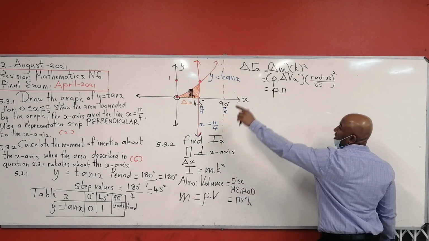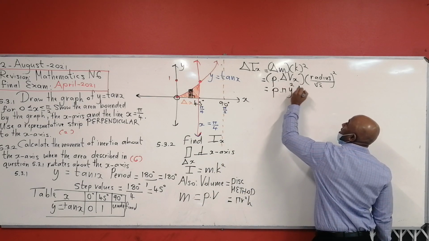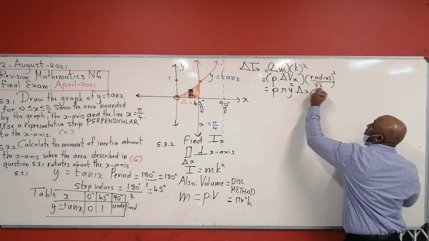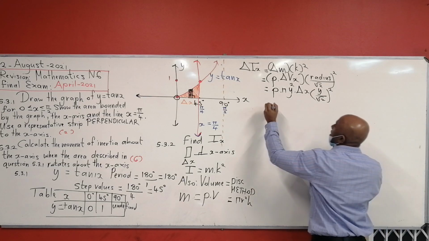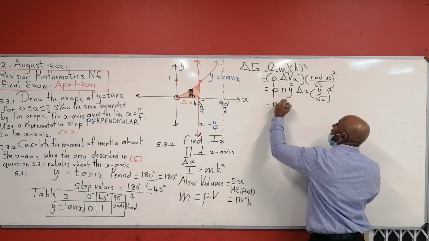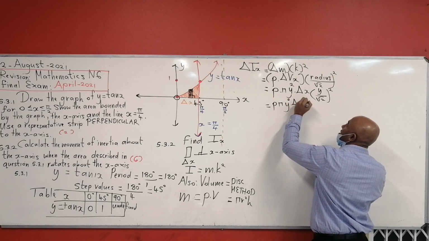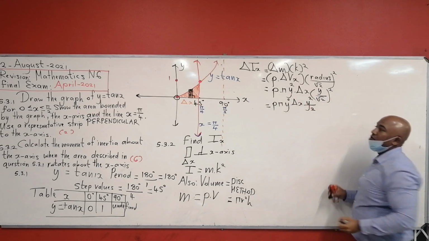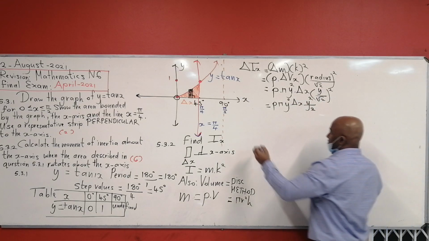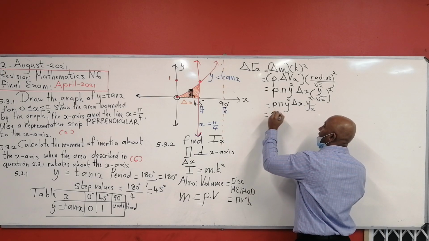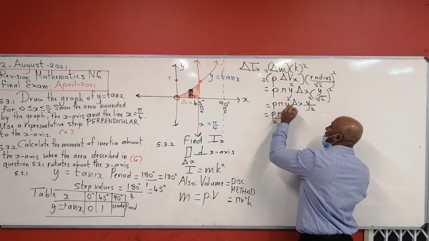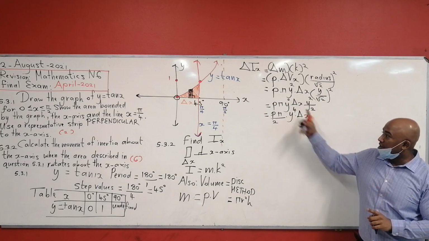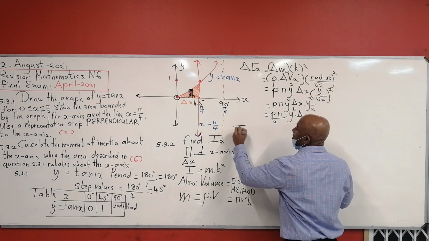Okay, so this is going to be pi y squared delta x. Your radius is y, so that's going to be y over root 2, all squared. This becomes rho pi y squared delta x, and we square the numerator and square the denominator: root 2 squared is 2. So therefore this becomes rho pi over 2 y to the power 4 times delta x, because y squared times y squared is y to the power 4.